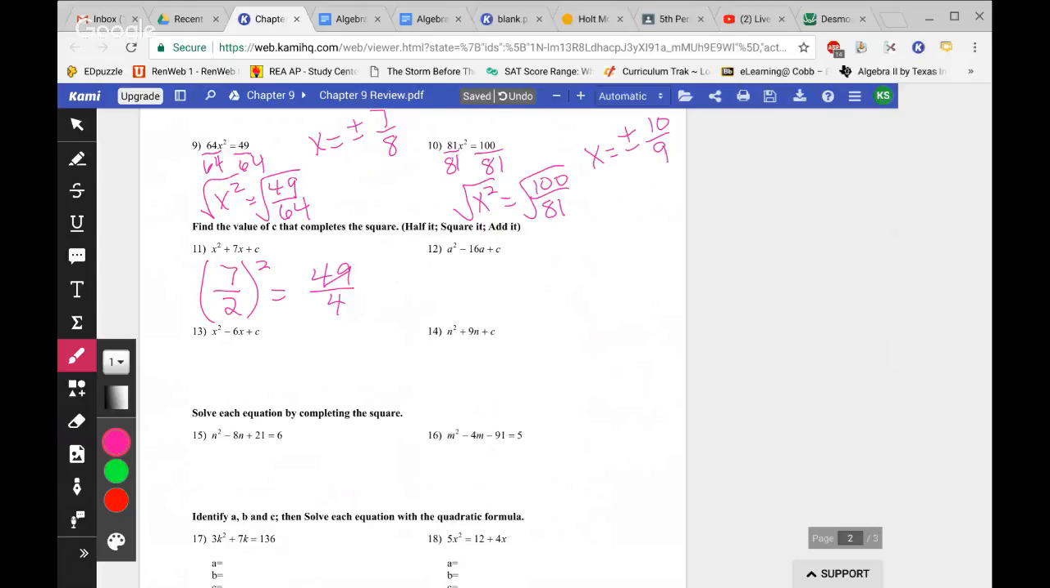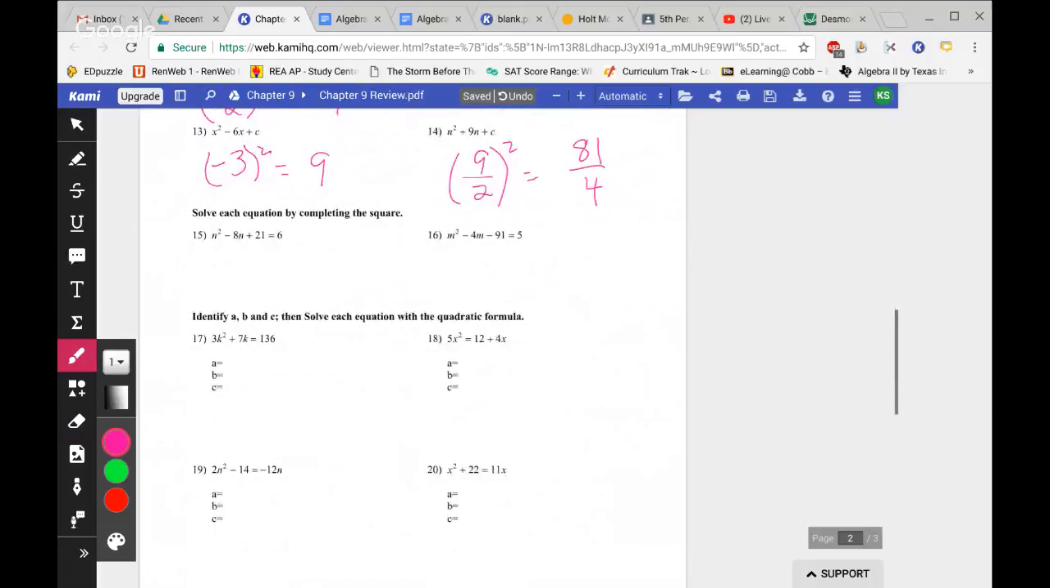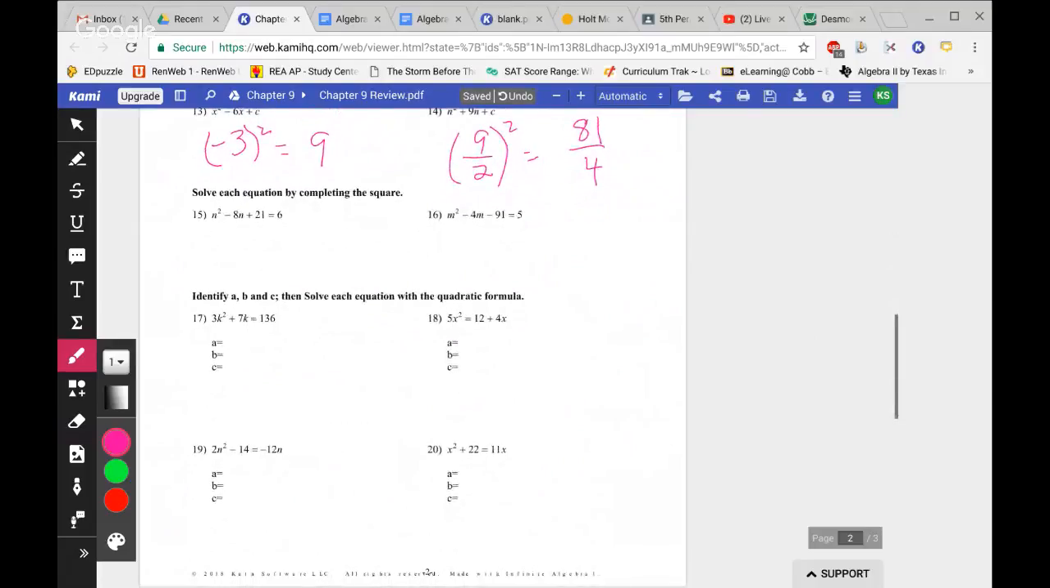Take half of negative 16. So that's negative 8. Squared equals 64. Half of negative 6 is negative 3. Squared equals 9. Half of 9 would be expressed like 9 over 2. So that's going to be 81 over 4. Any questions about those? No, I'm good.